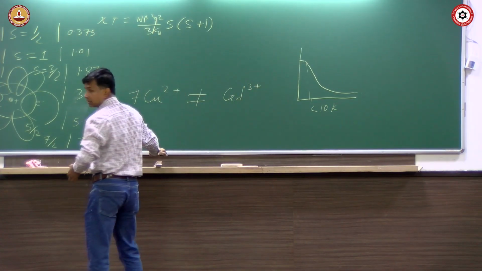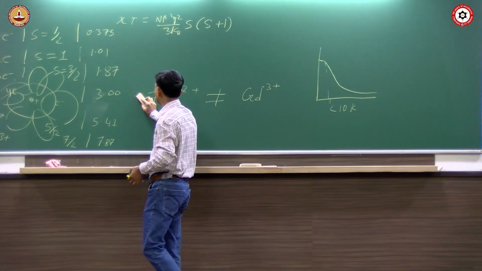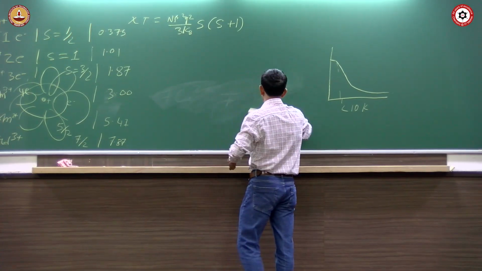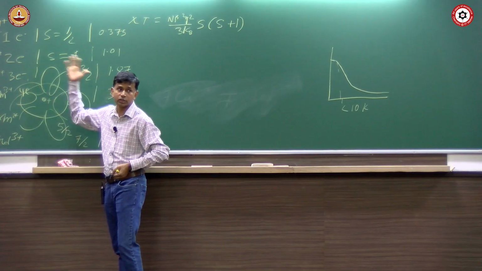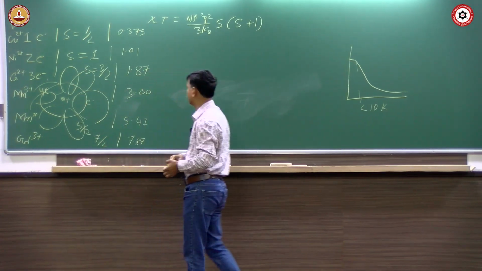Okay, so you should mind it. You have never thought of these ions, how they behave, how they are equivalent. You have calculated the magnetic moment for these ions, but never thought in this way. But that's how they behave in the magnetic field.